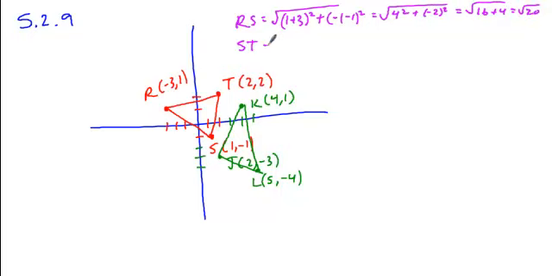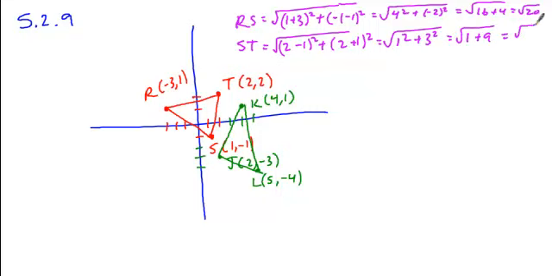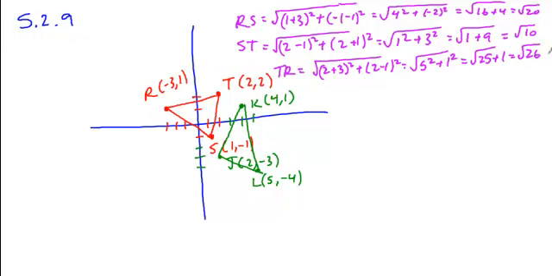Okay, we can move to ST. ST is equal to the square root of the difference of their x's, 2 minus 1 squared, plus the difference of their y's, 2 minus a -1 squared. That's going to give us 1 squared plus 3 squared, 1 plus 9, which is root 10. And then finally, the last measure, TR, is the difference of the x's, 2 minus a -3 squared, plus 2 minus 1 squared, gives us 5 squared and 1 squared. 25 plus 1 gives us root 26. So we don't have to simplify any of those. We're simply going to leave them because we want to compare them to the measures of the other triangle.